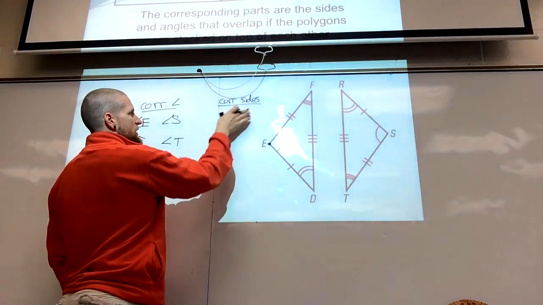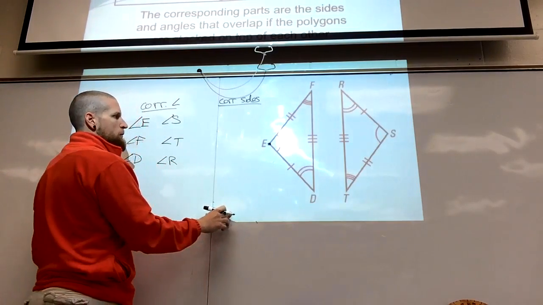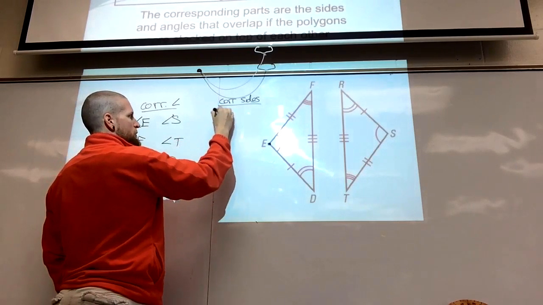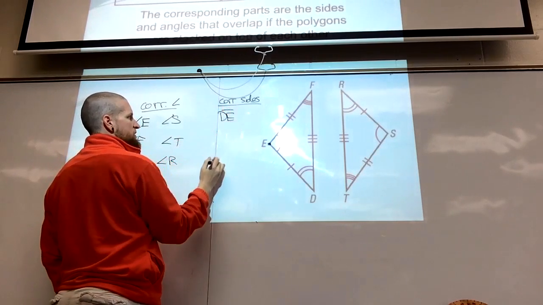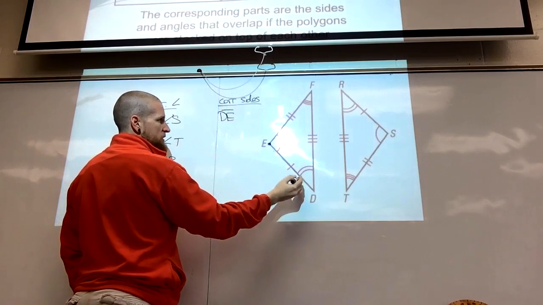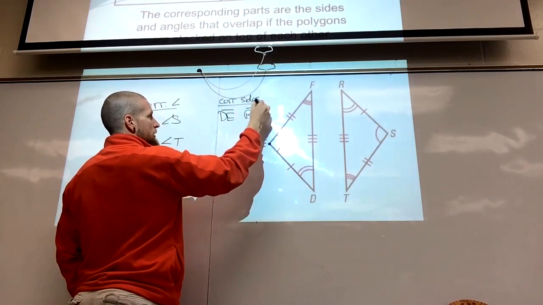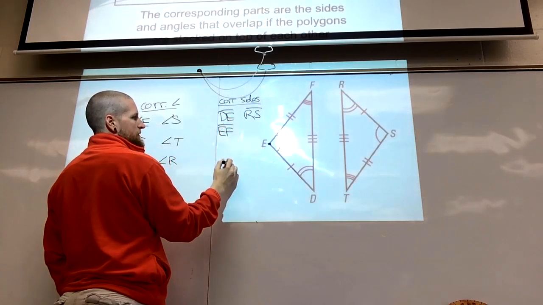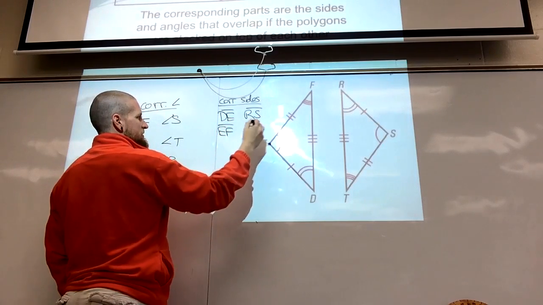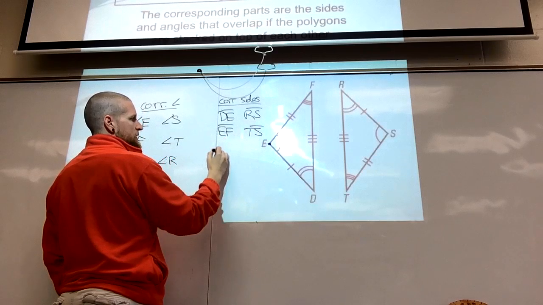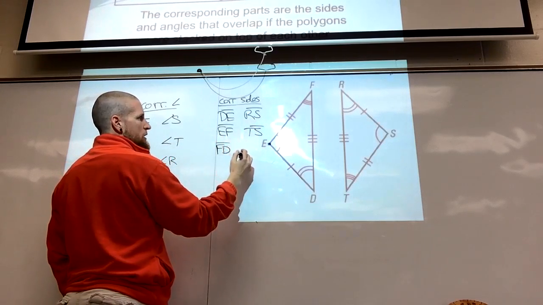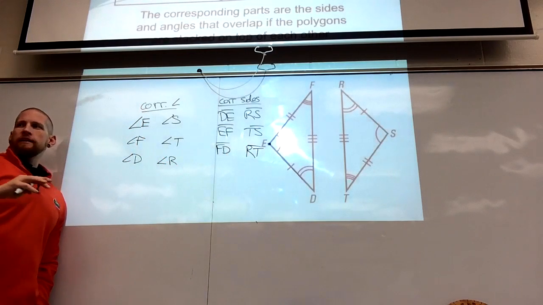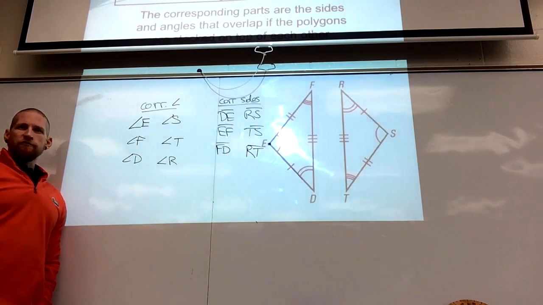Then I would make a list of, again, all the sides. So now I'm looking at segments as opposed to angles. Let's start with DE. Segment DE is there, RS. EF, and TS. It doesn't matter. And then which one did I do? FD, and which one? R. Okay, so this would be your first step.